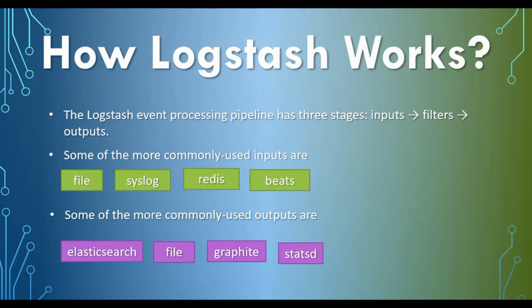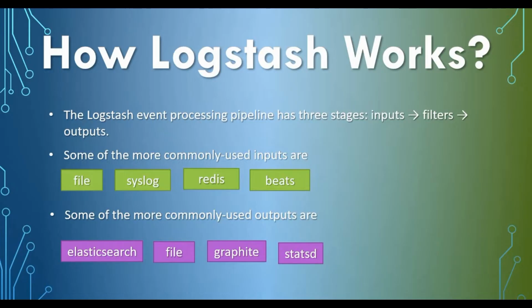And how Logstash works is, as I said, it is an event processing pipeline which has three stages. The input will be coming, then you can have some filtering in between, and then you can send it for output. Some of the commonly used inputs are the file system, where you can get the content from files, or syslog, or Redis, or Beats. Beats is something which is commonly used now. In the upcoming tutorial, we'll be using Beats with Logstash, Elasticsearch, and Kibana. Beats can collect this data and send it to Elasticsearch.